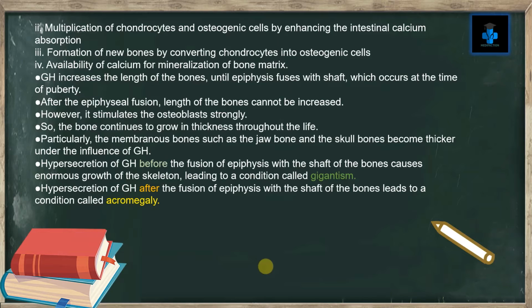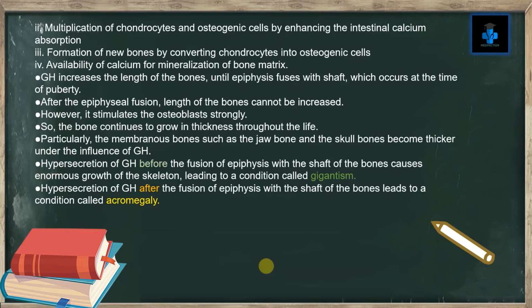Growth hormone increases the length of the bones until epiphysis fuses with shaft, which occurs at the time of puberty. After the epiphyseal fusion, length of the bones cannot be increased. However, it stimulates the osteoblast strongly, so the bone continues to grow in thickness throughout the life. Particularly, the membranous bones such as the jawbone and the skull bone become thicker under the influence of growth hormone.